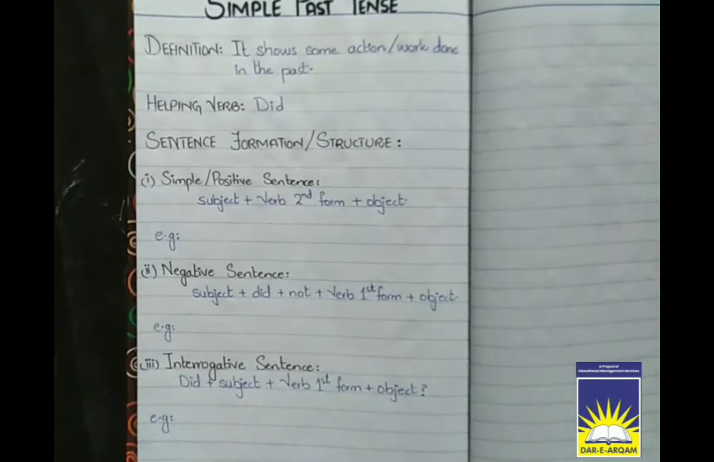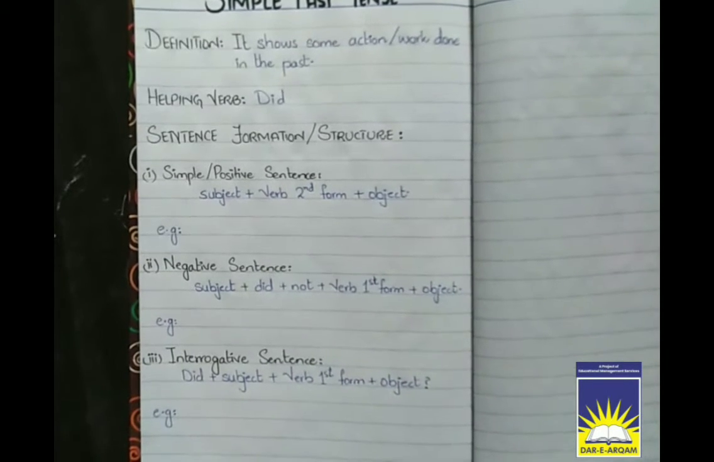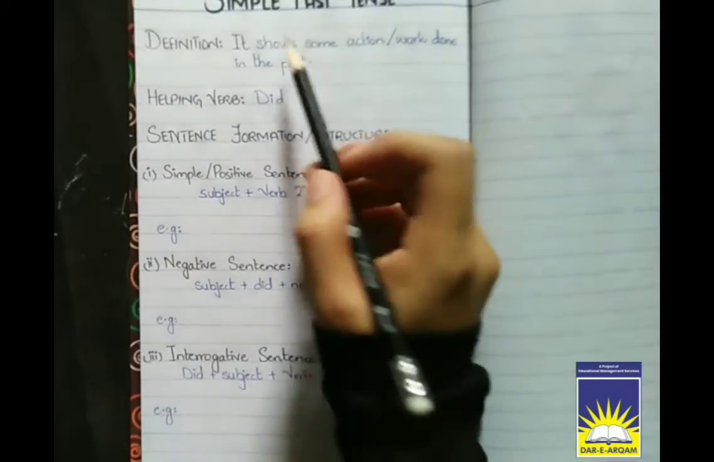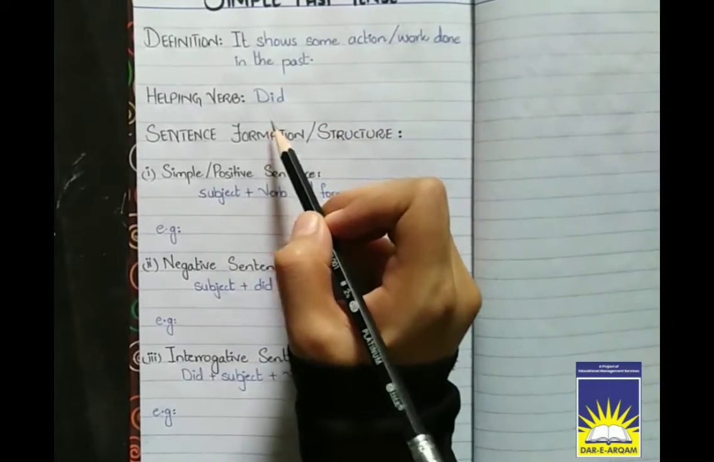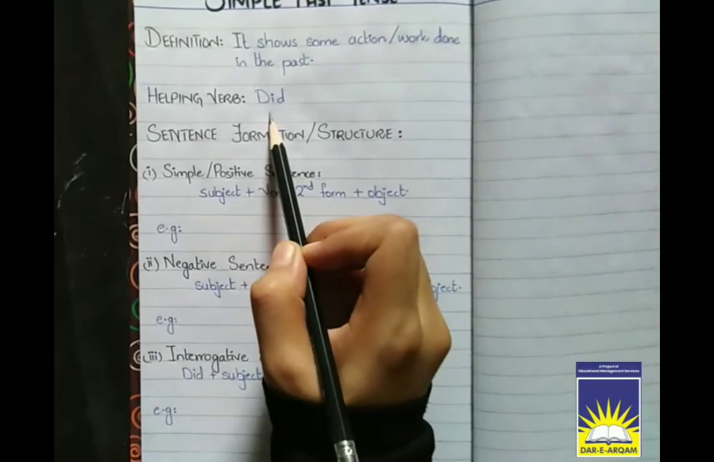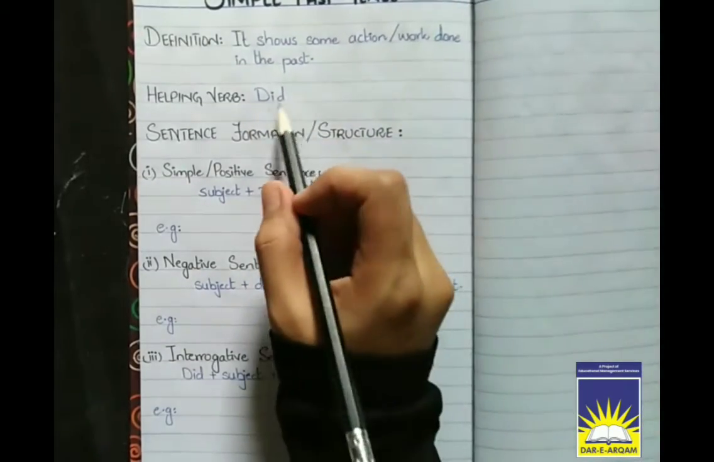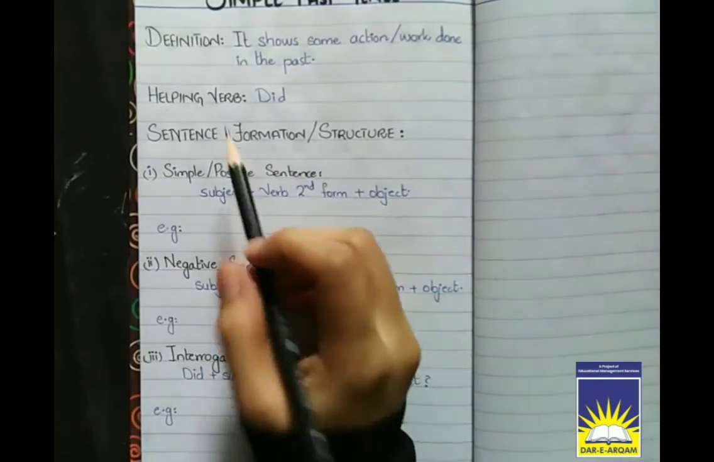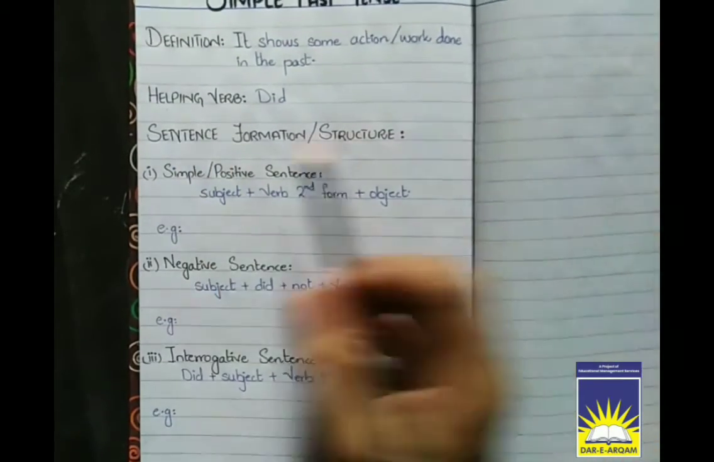Just as we have read in the present tense, that there are helping verbs do and does. So in this tense, there will be a helping verb which is did. It is the only helping verb of simple past tense. Now let's move on.